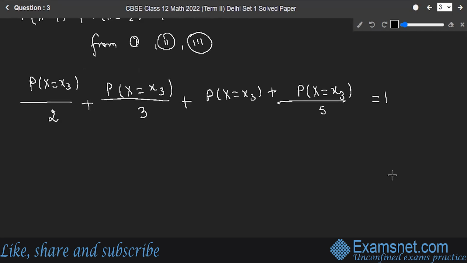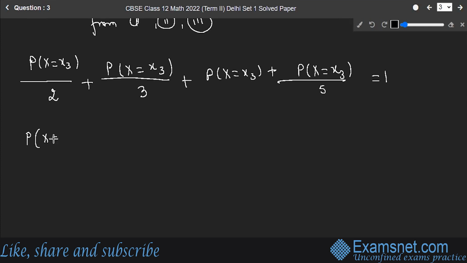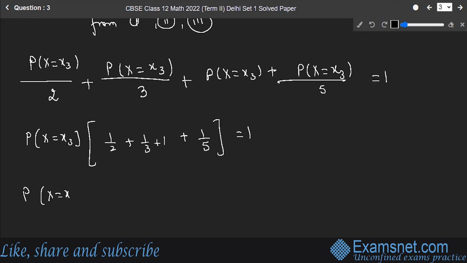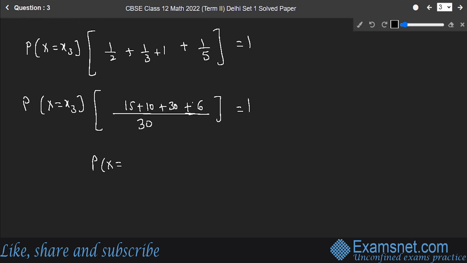Correct? Got that? So I'll take probability x is equal to x3 common. Now this will be 1 by 2 plus 1 by 3 plus 1 plus 1 by 5 is equal to 1. That gives you probability x is equal to x3. Now let's take the LCM. You will have the 30 over here. So 15 plus 10 plus 30 plus 6. This is equal to 1. Or probability x is equal to x3 is equal to 30 upon 61. Okay, fine. So this is probability x is equal to x3.